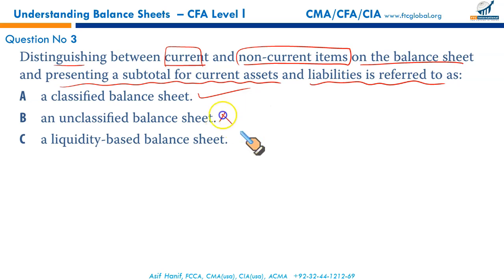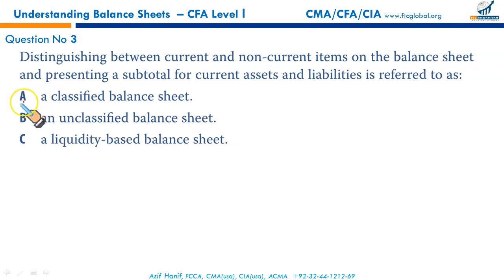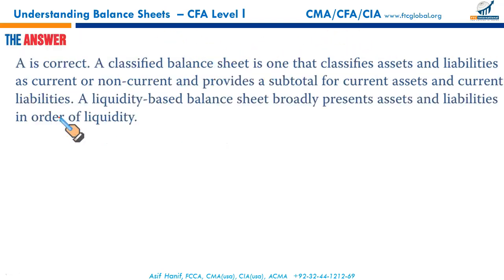An unclassified balance sheet does not provide any subclassification. It simply lists all normal line items on the balance sheet in their order of liquidity and simply presents the total, so no classification is done. A liquidity-based balance sheet is exactly the same. It broadly presents all the assets and liabilities in order of liquidity. So when the classification is done based on current and non-current items, we're talking about a classified balance sheet. Without doubt, A is the right answer. Moving on.